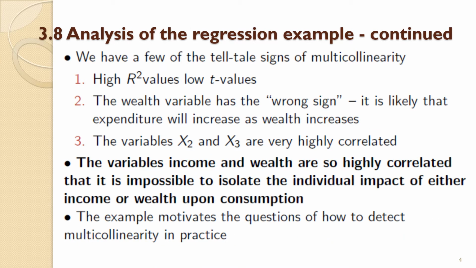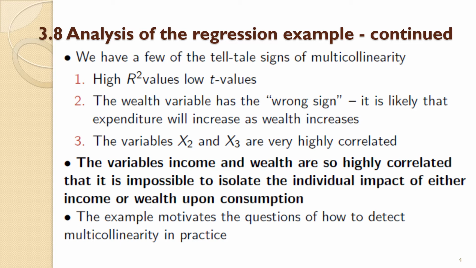So it's a rather contrived example. If you look at slide 3.5, it's sort of obvious that x2 and x3 are interrelated, and you're going to have this problem with multicollinearity precisely because they're so highly correlated. But really the key thing to look for here is the high R squared value and low t value. The wealth variable also has the wrong sign in some sense, so you would expect that expenditure would increase as wealth increases. So if you run the regression and you find in this case that the coefficient of wealth is negative, this suggests that there is a mistake somewhere.